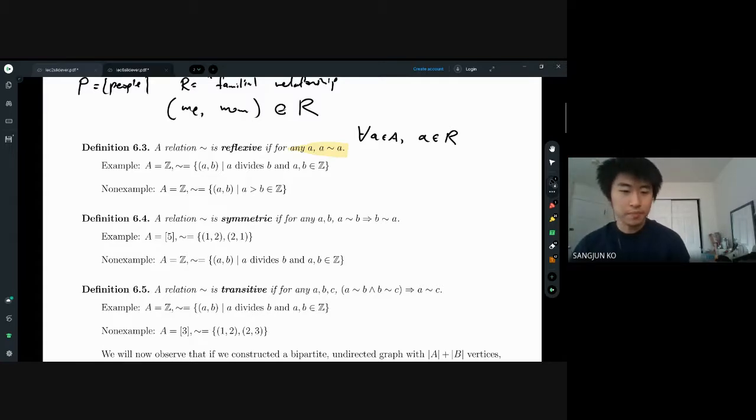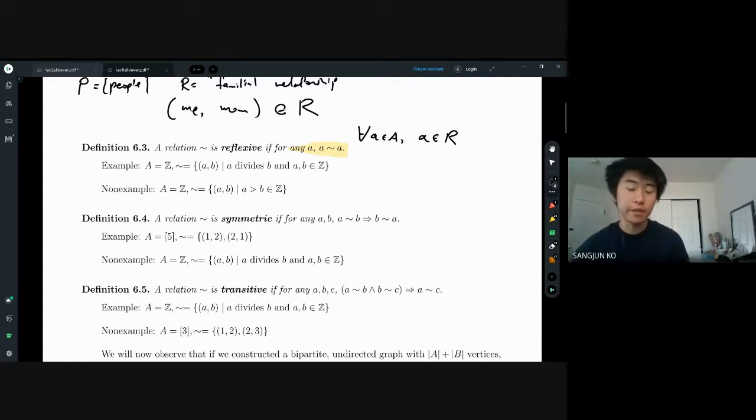So for an example, if the set we're considering is the integers, and we say a is related to b if a divides b, and a and b are integers, then you can see every integer divides itself. Well, except for maybe 0. Does 0 divide 0? Yeah, sure, because there exists a k such that 0 equals 0 times k. So maybe we can include 0 in here. So for every integer, that integer divides itself. So this relation is reflexive.